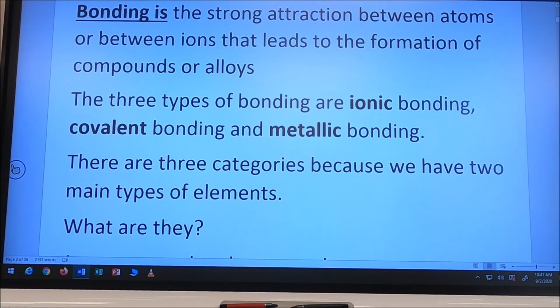There are 3 categories if you think about it, because we have 2 main categories of elements, metals and nonmetals. So if you think about it, we can bond a metal with a metal, we can bond a nonmetal with a nonmetal, and we can bond a metal with a nonmetal. That leads to 3 different kinds of combinations. That means 3 types of bonding.